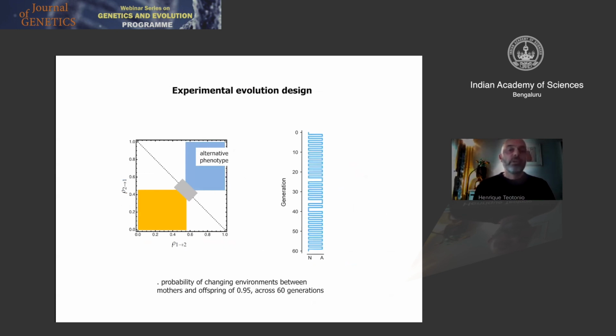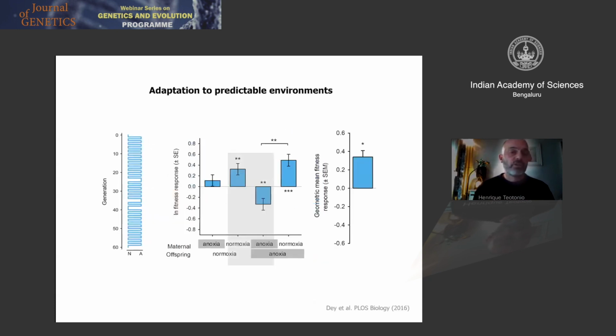In the design, for 60 generations we regularly alternated normoxia and anoxia between generations, so that we could have the evolution of this maternal effect of the alternative phenotype, in particular the maternal provisioning of glycogen whenever mothers face normoxia conditions and their offspring face anoxia conditions. After 60 generations, we assayed them for growth rates, and we find that whenever the offspring face anoxia but their mothers faced normoxia, there is a large increase in fitness, so they've adapted, while there is not much when the mothers faced anoxia and the offspring face normoxia.